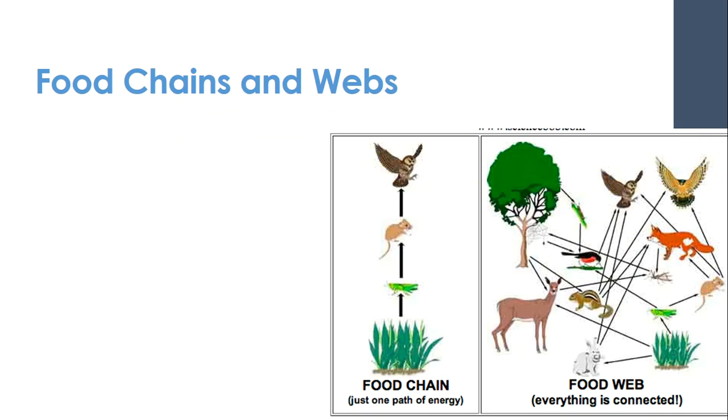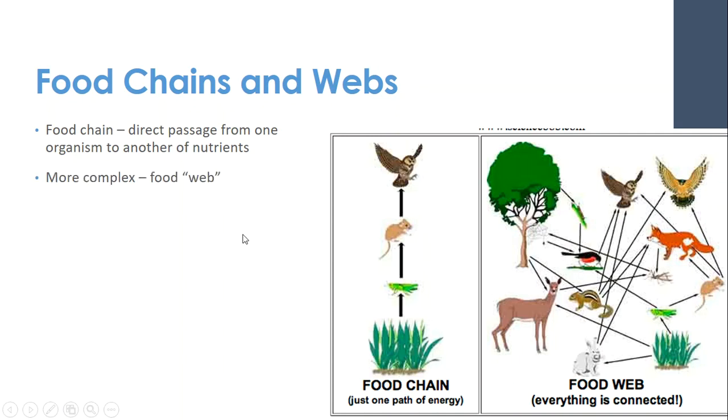There's a difference between food chains and webs. Especially when you were growing up, you might have heard of the food chain. A food chain is a direct passage of nutrients from one organism to another. So this grasshopper is eating this grass, this rodent is eating this grasshopper, and then this owl is eating this rodent. So there's this direct chain that's happening.